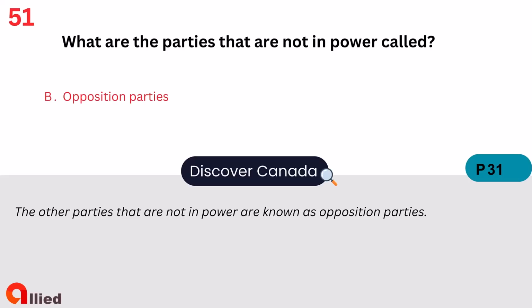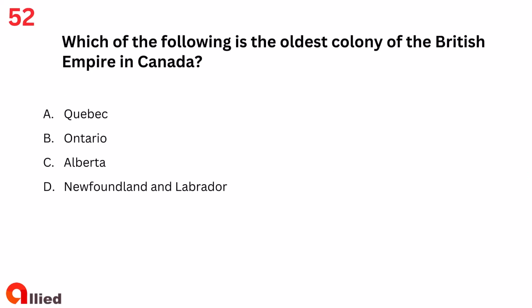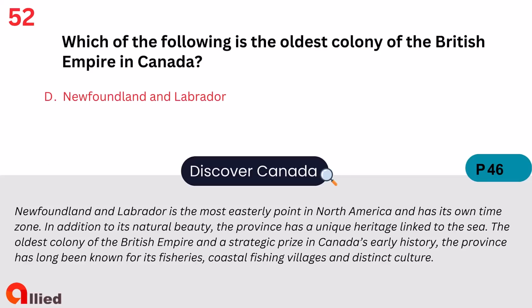Opposition parties. Question 52. Which of the following is the oldest colony of the British Empire in Canada? A. Quebec. B. Ontario. C. Alberta. D. Newfoundland and Labrador. The answer is D. Newfoundland and Labrador.